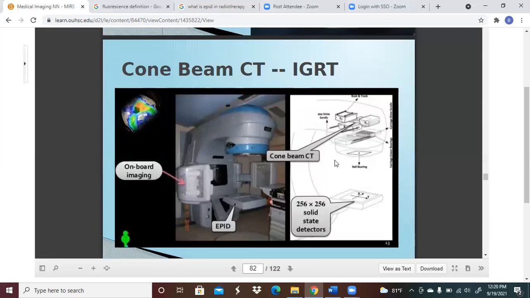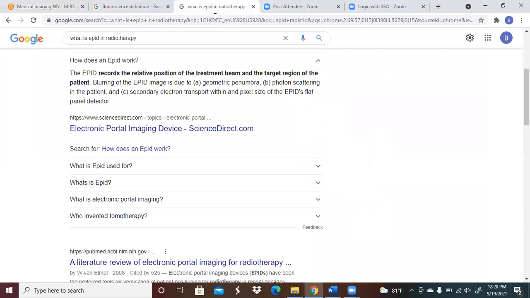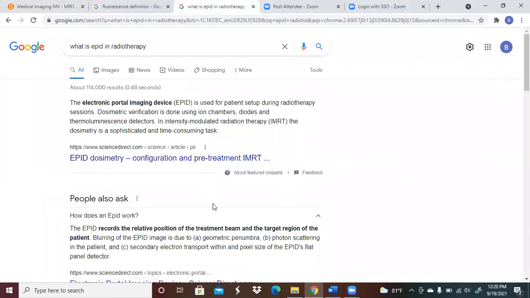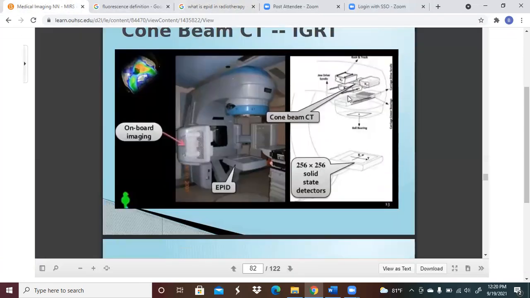Nowadays, for patients, you have things like cone beam CTs, IGRT, where you have something going on here in the head of the gantry where you have a cone beam CT. You have solid state detectors down here in the EPID system, the electronic portal imaging device, which basically has a number of things in here that allow you to reconstruct signals that you get from here. And this is going to be the onboard imaging that allows you to position the patient.